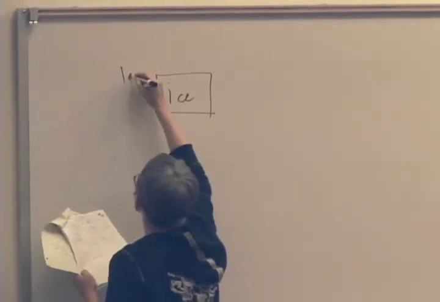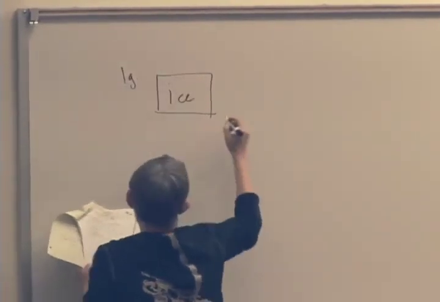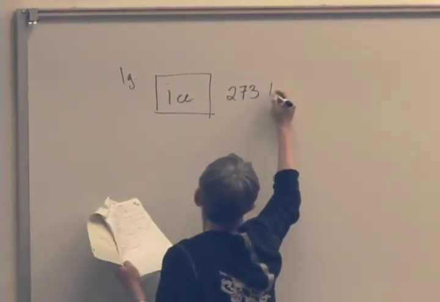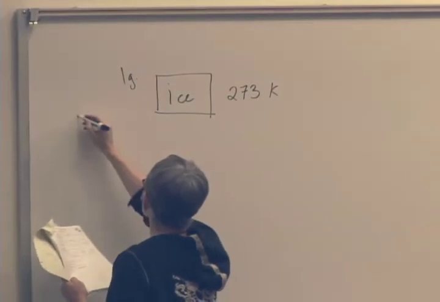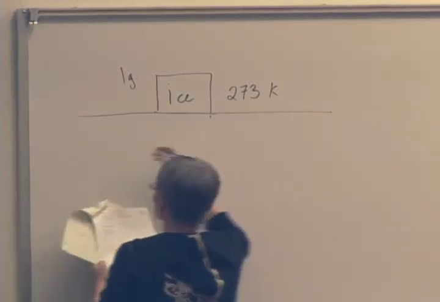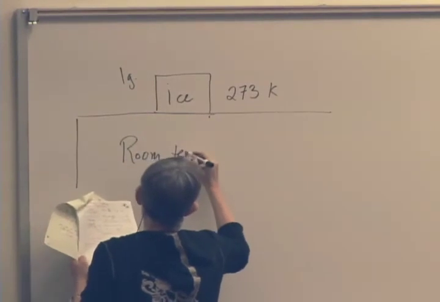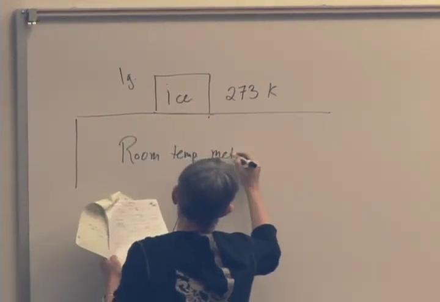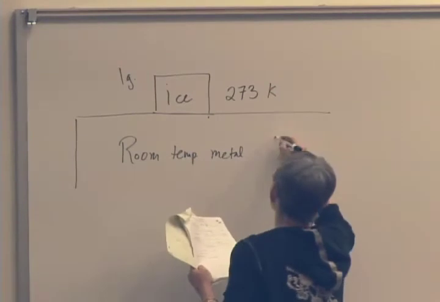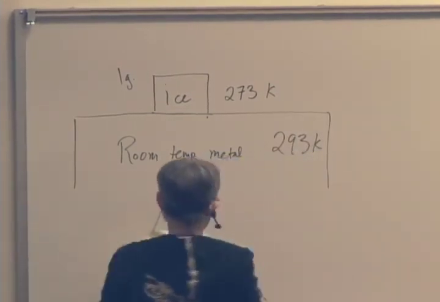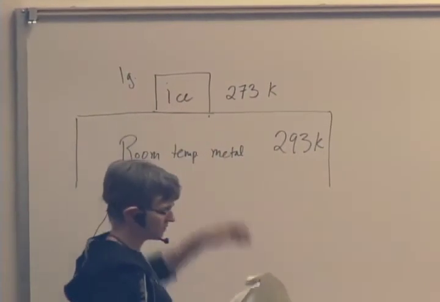It's 1 gram, and it's at 0 Celsius, which is 273 Kelvin. And it's in contact with some big block of room temperature metal, which is at 293 Kelvin, so it's warmer. That's where that energy is coming from to melt it.